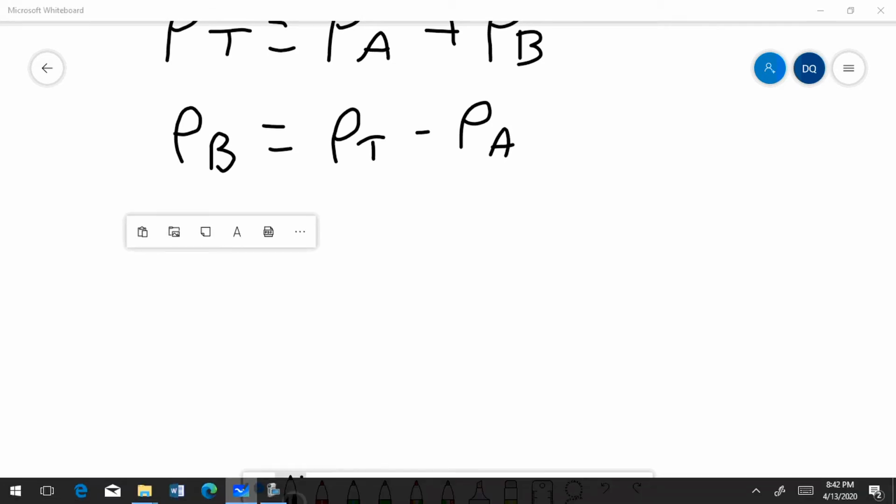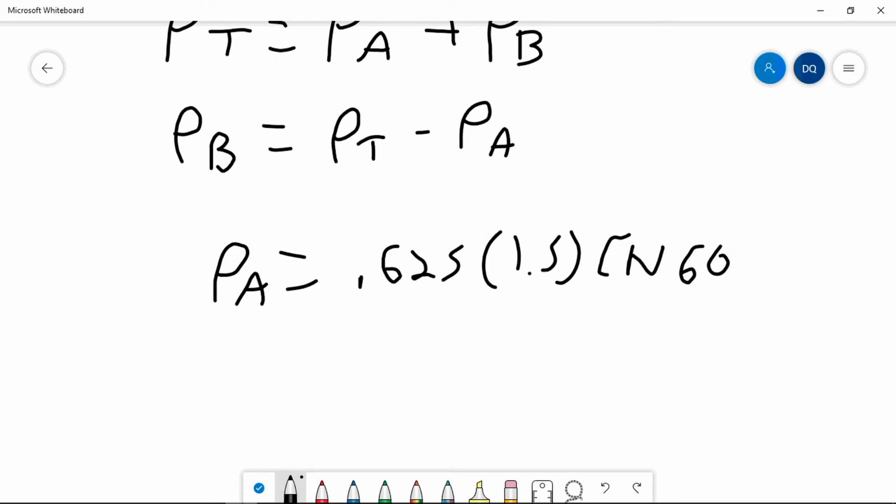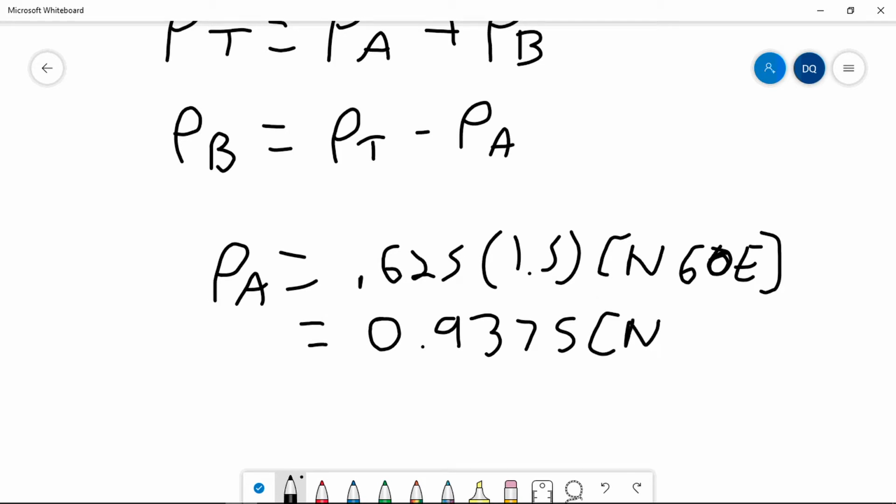So the momentum of ball A is, we have a mass of 0.625 kilograms and a velocity of 1.5 meters per second north 60 degrees east. That makes the momentum of ball A 0.9375 north 60 east.